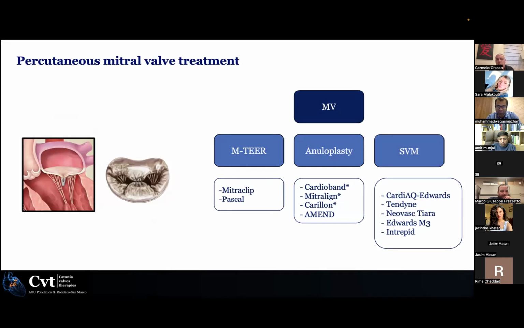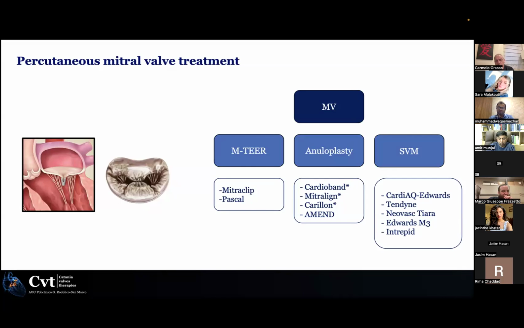First of all, mitral repair with the edge-to-edge technique. And you know that we have two different devices, the MitraClip from Abbott and PASCAL from Edwards Lifesciences. We have different devices to do annuloplasty, and we're dealing even with valve replacement.